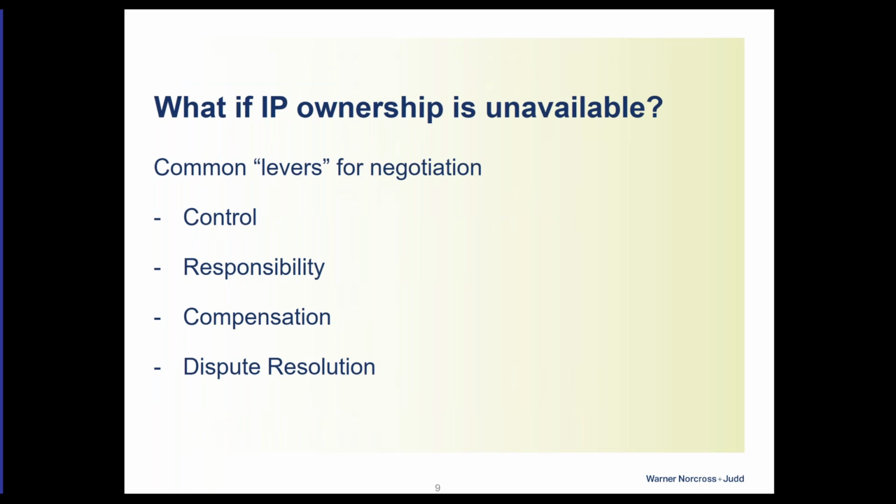Now, in some cases, IP ownership may not be available. You may not be in the strongest position to maintain your IP ownership. So we can use these pillars, the other four pillars, as levers during negotiation to obtain a more favorable position. Once again, these levers include control, responsibility, compensation, and dispute resolution.